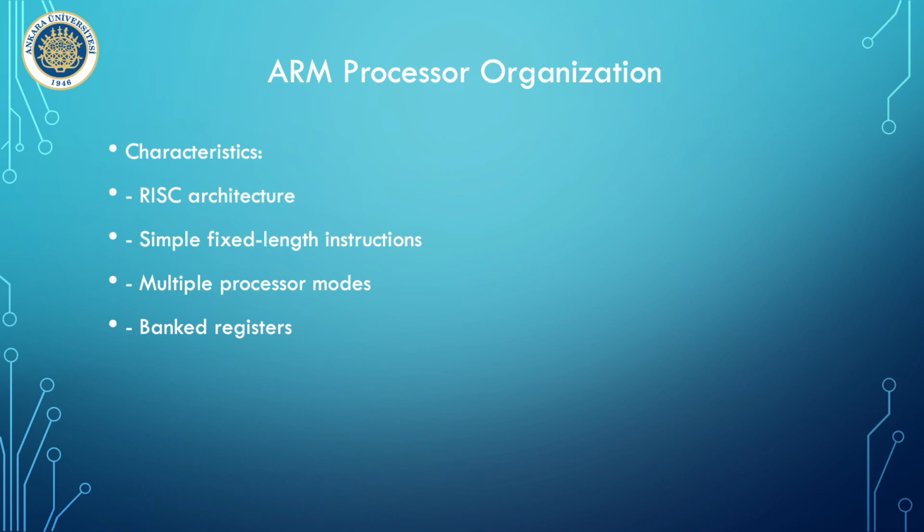ARM is a RISC architecture that emphasizes simplicity and efficiency. Its instructions are typically of fixed length, which simplifies fetching and decoding. ARM supports multiple processor modes and uses banked registers to speed up mode switching.